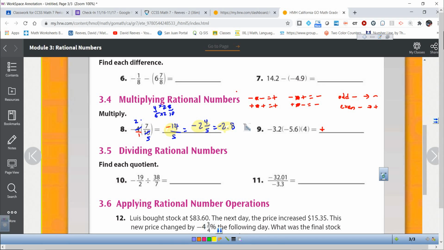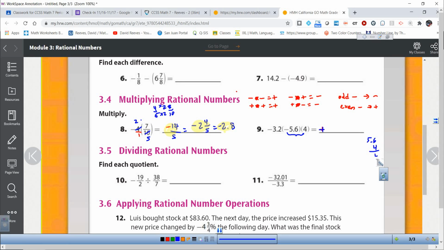All right. Right here, I've got negative 3.2 times negative 5.6 times 4. All right. So again, these are decimals, although this is a whole number. I'm going to go ahead and do this part first. So I'm going to do 5.6 times 4. And again, I'm not going to pay attention to the signs anymore because I already know the answer is going to be positive. All right, so here we go.